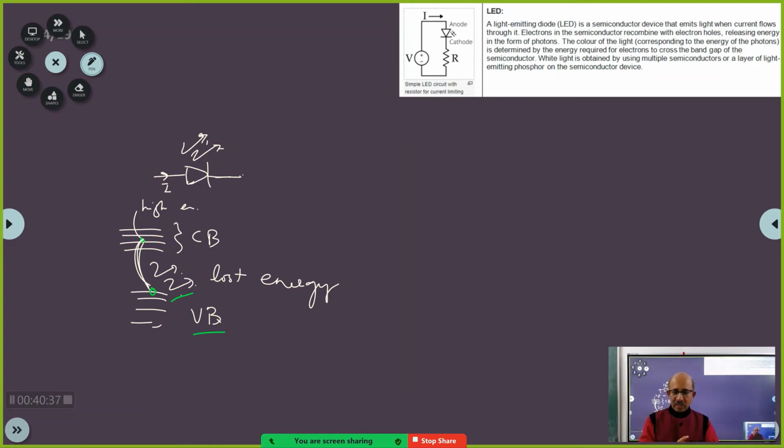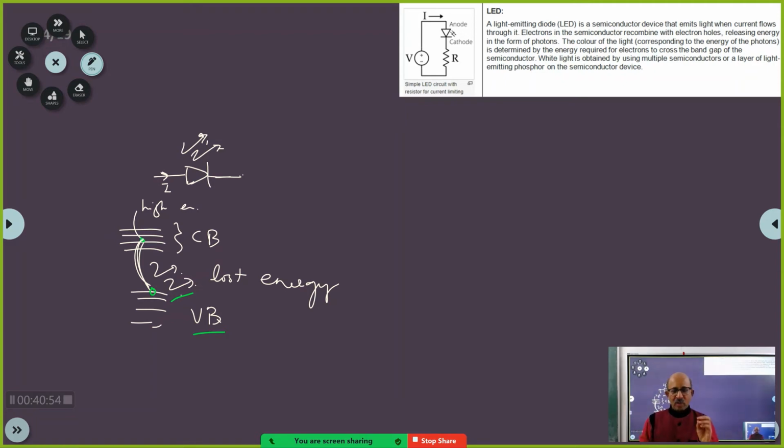See, the electrons which go to the conduction band will not stay there forever. It is like going to your aunt's place for a vacation. How many days? One week, two weeks. Afterwards, again you want to come back to your parents' place. That is the law of nature.